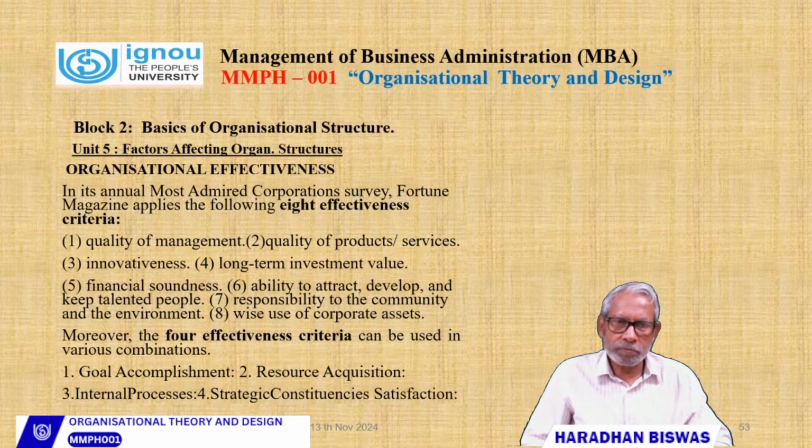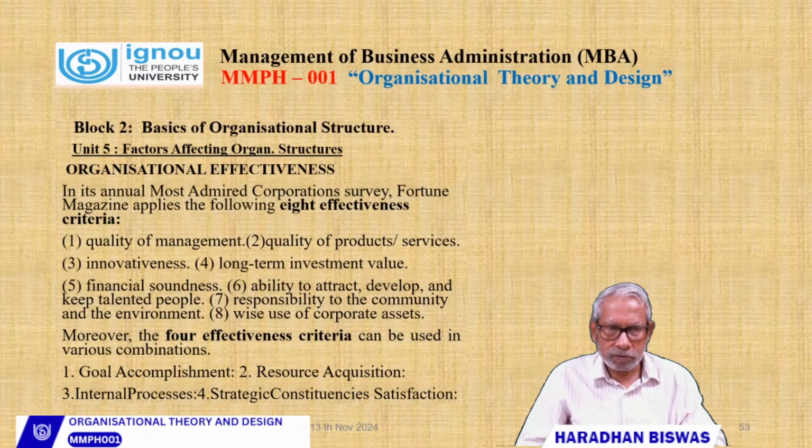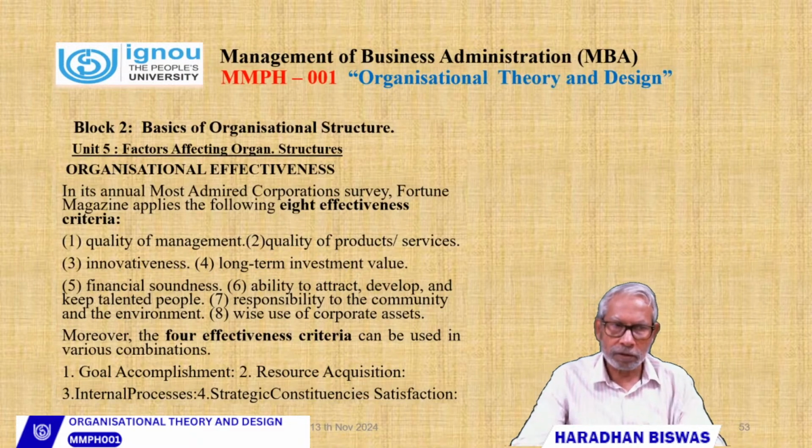Moreover, 4 effectiveness criteria can be used in various combinations, because sometimes there are a lot of effectiveness criteria, but they are not exactly related to things. Now, here some of you point out there is goal accomplishment, resource acquisition, internal process, and strategic constituents satisfaction. So these 4 effectiveness criteria almost fulfill the organization's effectiveness.